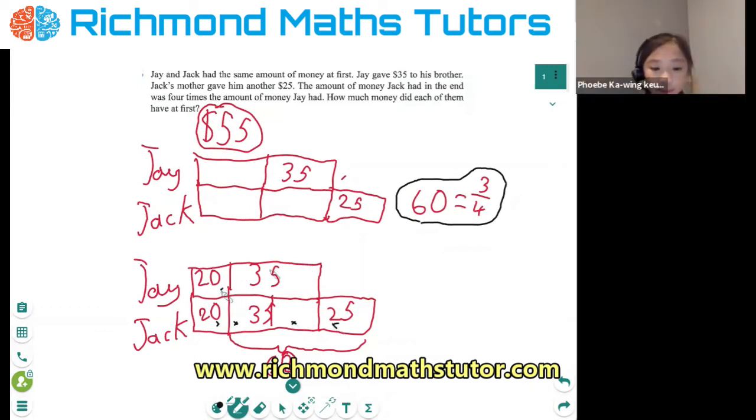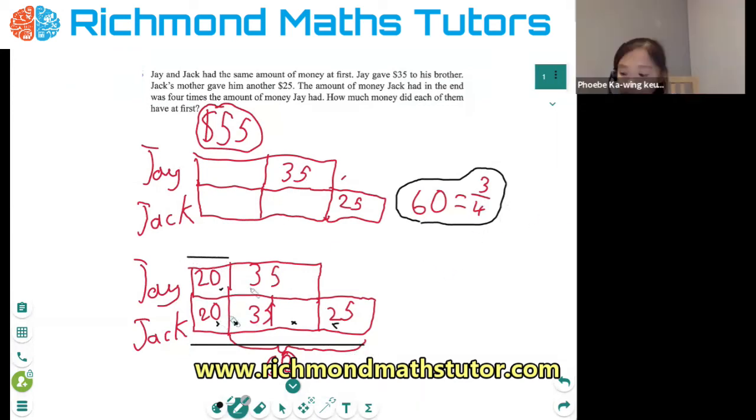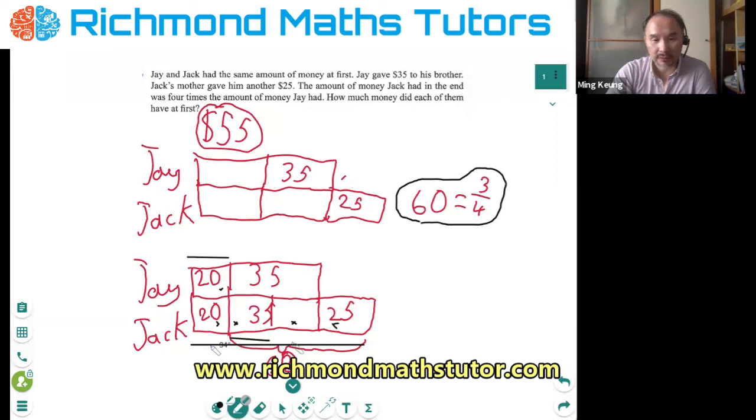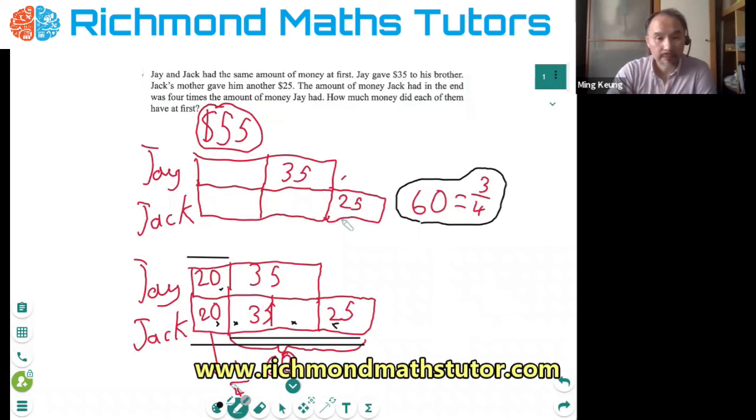Yeah. If Jack has 4 times the amount of Jay, then you know that this entire section must be 4 times this. So this must be 1/4, meaning that the rest of it must be 3/4. Let me just draw a line. That is 1/4. Very nice.